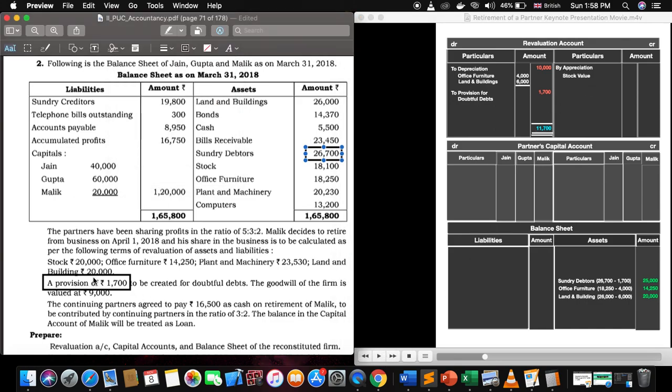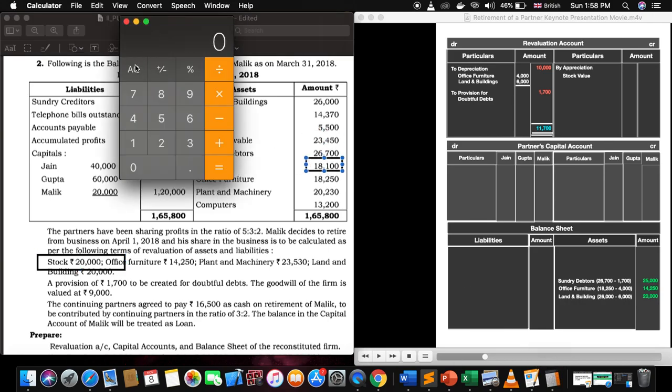Now, as we can see, the stock value is 20,000, whereas it used to be 18,100. So there is an increase. So take the new value, which is 20,000, minus the 18,100, which is the old value. 1,900 is what is the appreciation. So you will write it in the inner column, and similarly in the balance sheet, you will add this value this time. Previously you were reducing. Now in this case, 18,100 plus 1,900 to arrive at the 20,000, which is the new value.